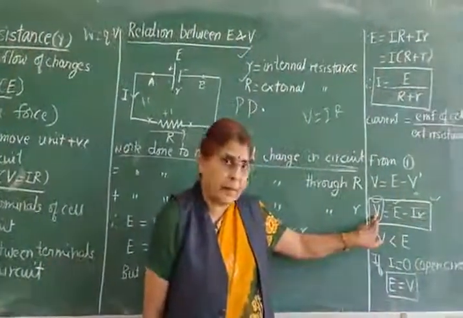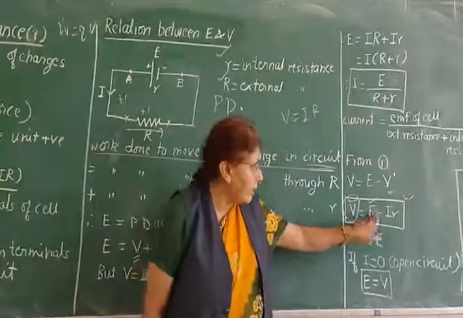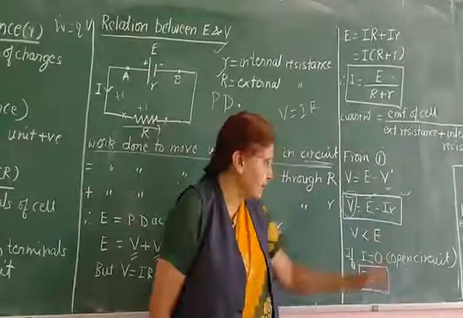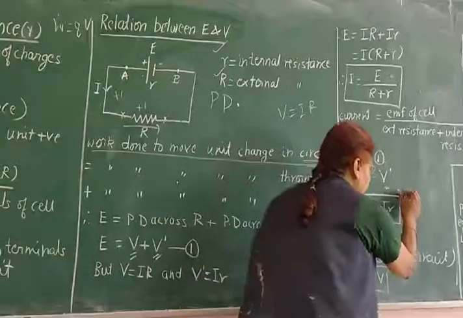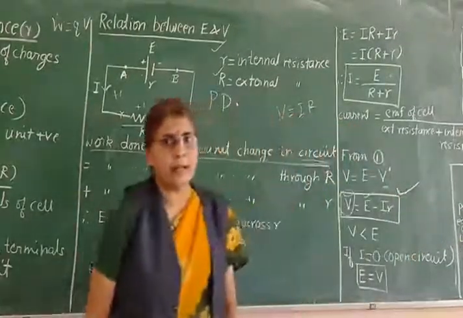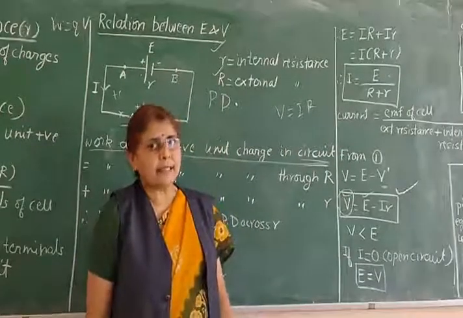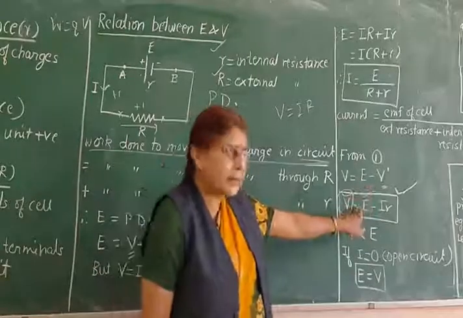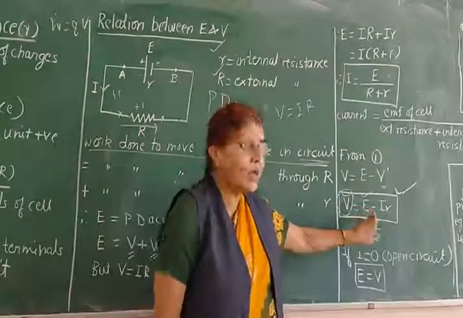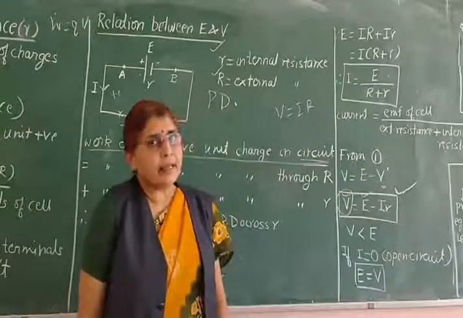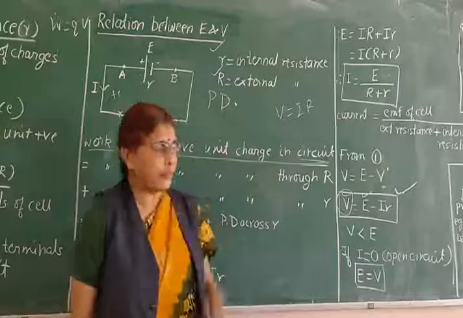So terminal PD is equal to E minus Ir. E is the EMF, small r is the internal resistance. This relation is very important in your other future derivations, cells in series, cells in parallel. We are using this basic relation: V is equal to E minus Ir. From this relation, you can get another definition of EMF of a cell.